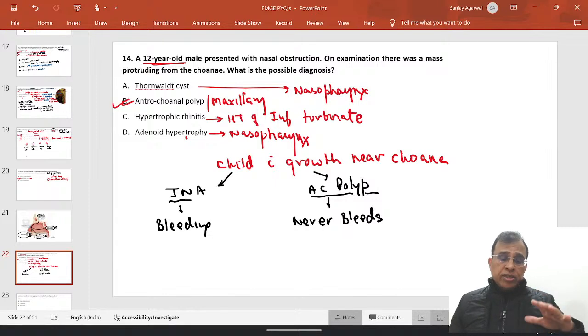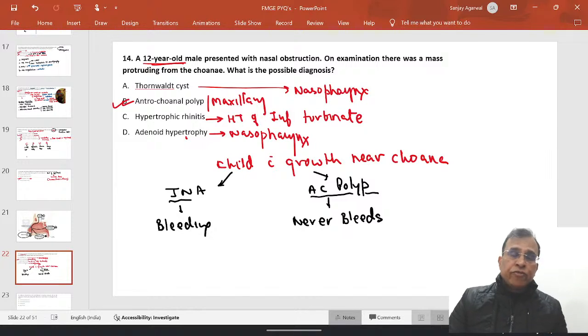In this particular question, there is no mention of bleeding. And that's why antrochoanal polyp is the likely diagnosis. Even otherwise, juvenile angiofibroma is not given in the choices. So it's a straightforward answer. Keep this in mind: if a child has a growth in the choana area, it is always one of the two. If the history is bleeding, go for JNA without thinking twice. If there is no bleeding, go for polyp without thinking twice. 100% of the time it will be a correct answer.